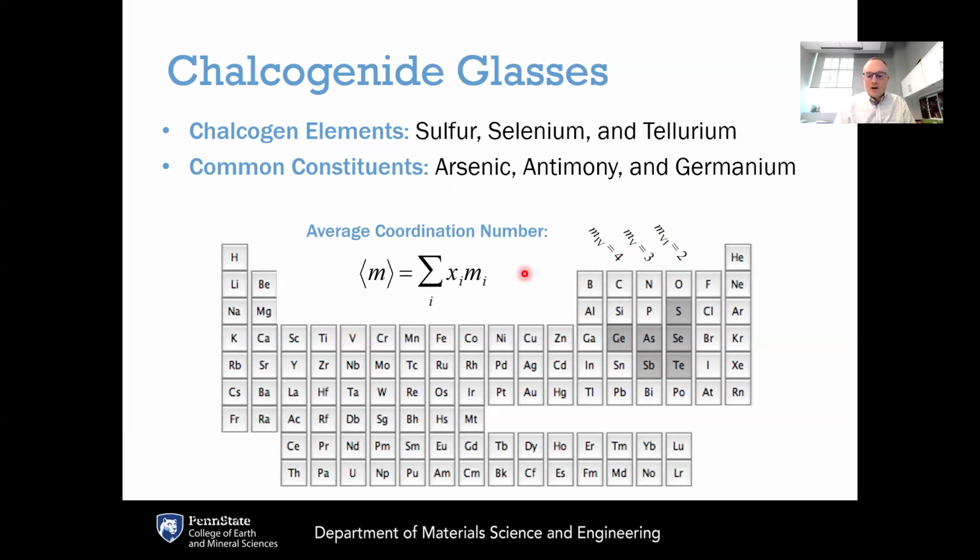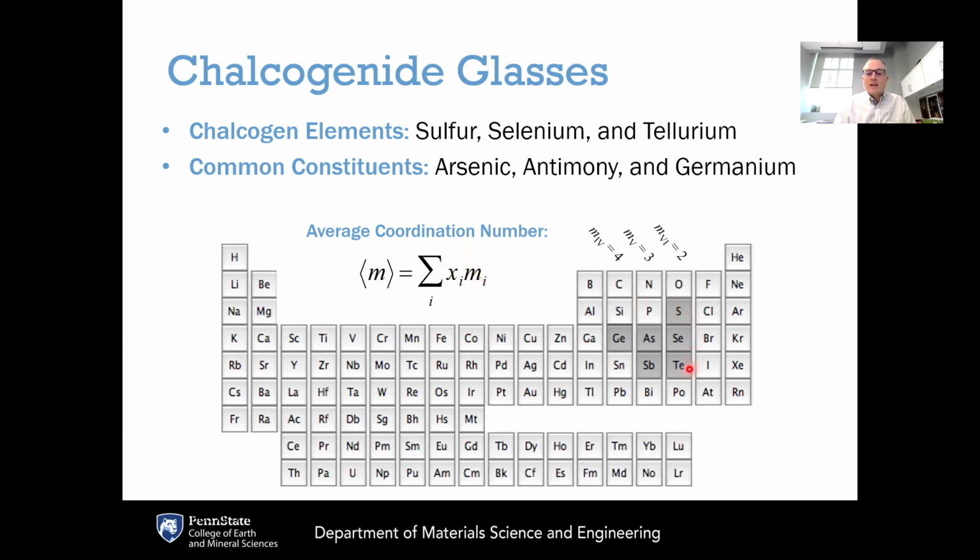Now, as we saw in an earlier lecture on topological theory of glass formation, one of the key properties of chalcogenide glasses is the average coordination. The average coordination number of the glass is calculated just as a weighted sum using the mole fraction of each element that's in the glass multiplied by the coordination number of those particular elements.